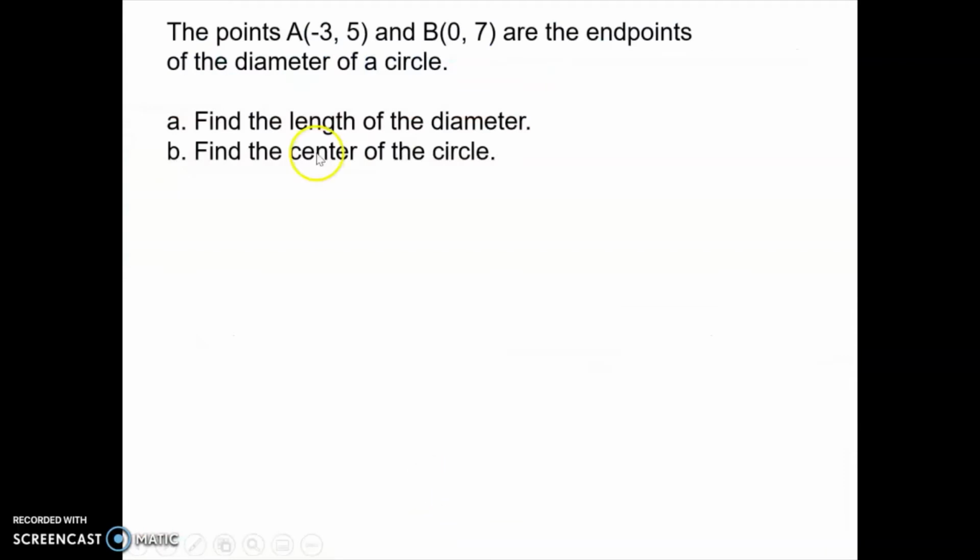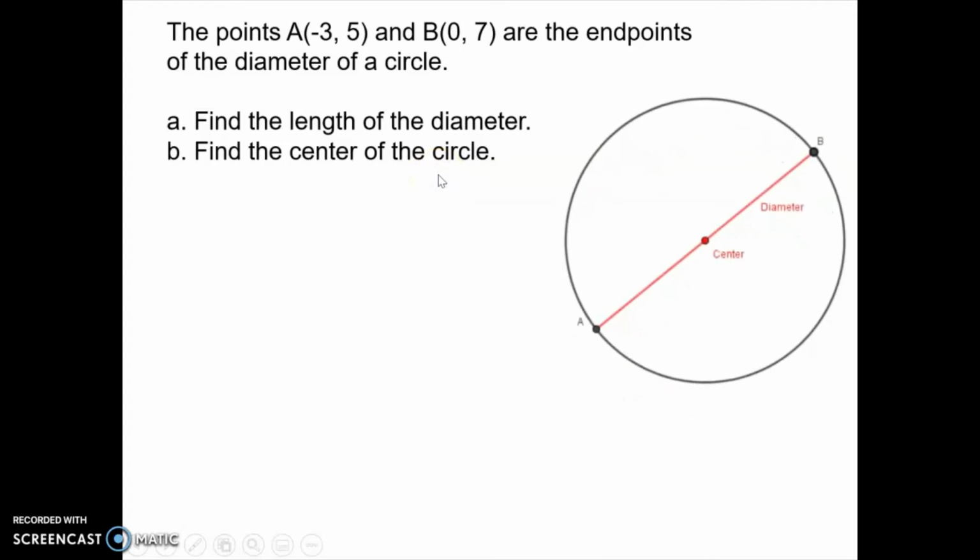First problem, the points A and B are the endpoints of the diameter of a circle. Find the length of the diameter, find the center of the circle. Okay, so these are kind of problems you're often going to see. Here's a circle, and it says that A and B are the endpoints of the diameter. So here I've drawn the diameter. A diagram always helps us understand a problem. So here's a diameter. We want to find the length of this diameter, and we want to find out the coordinates of the center.